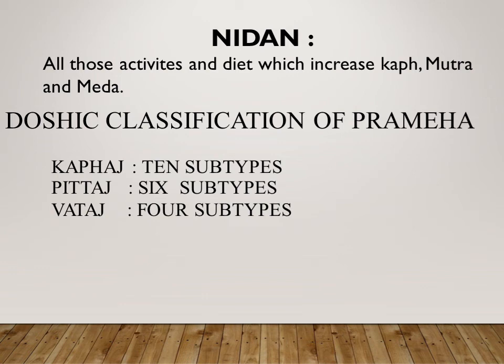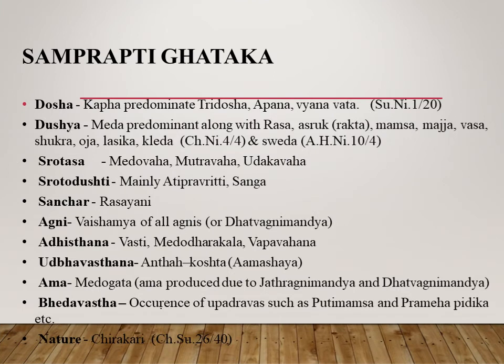Doshic classification of Prameha. Prameha is of three types: Vataja, Pittaja and Kaphaja. Vataja Prameha is of four types, Pittaja Prameha is of six types and Kaphaja Prameha is of 10 types. What are the Samprapti and Ghatak in case of Madhumeha? Dosh: Kapha predominance, Tridosh, Apan and Vyan vata.